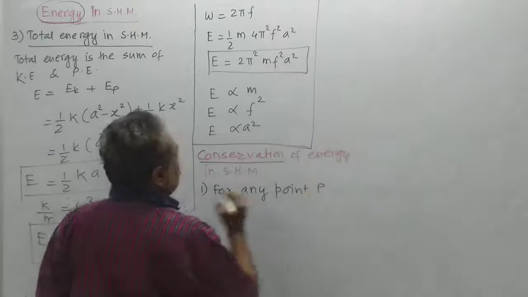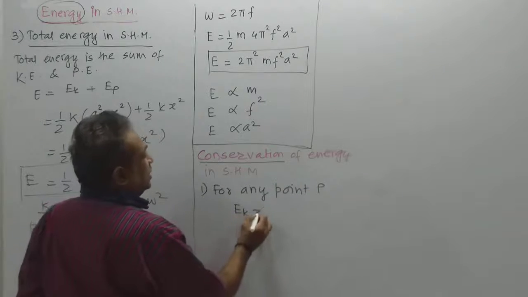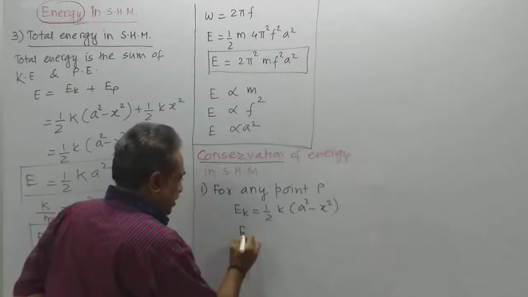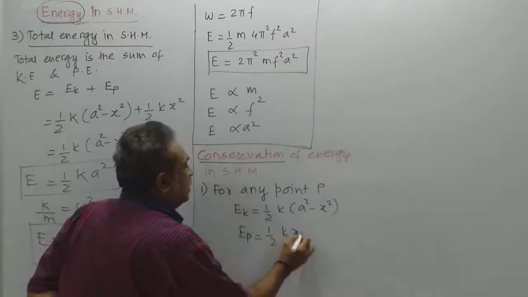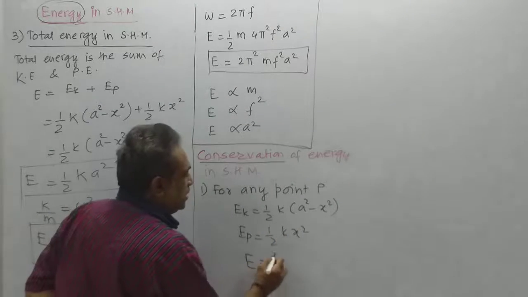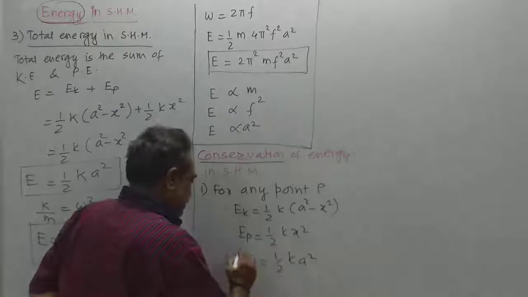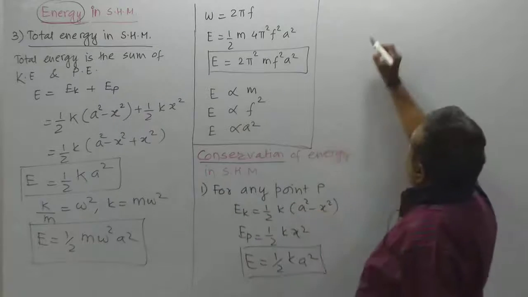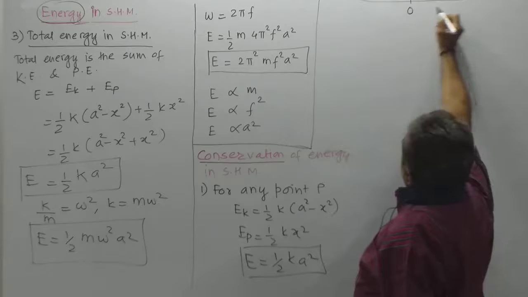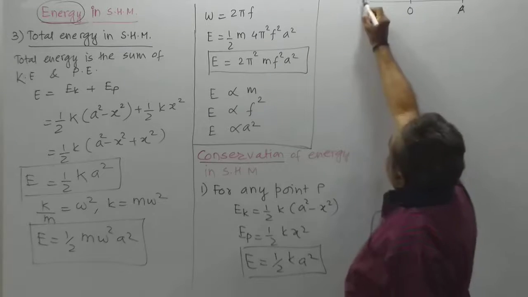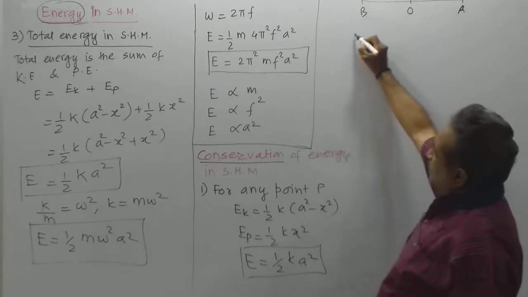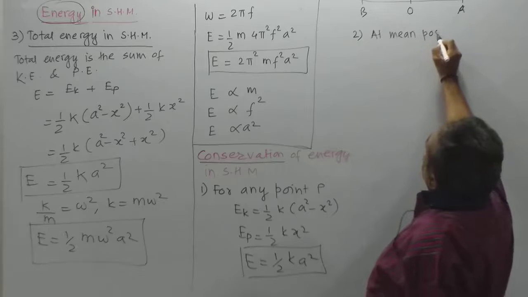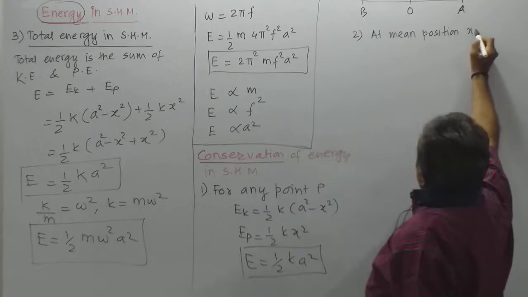For any point P which we have already studied, kinetic energy is Ek equal to half K (A square minus x square). Potential energy is half Kx square. If I add these together, I get total energy as half KA square. This is the total energy at any position P. Now I will define two different positions: the mean position O and the extreme position A or B. At mean position, x is equal to 0.